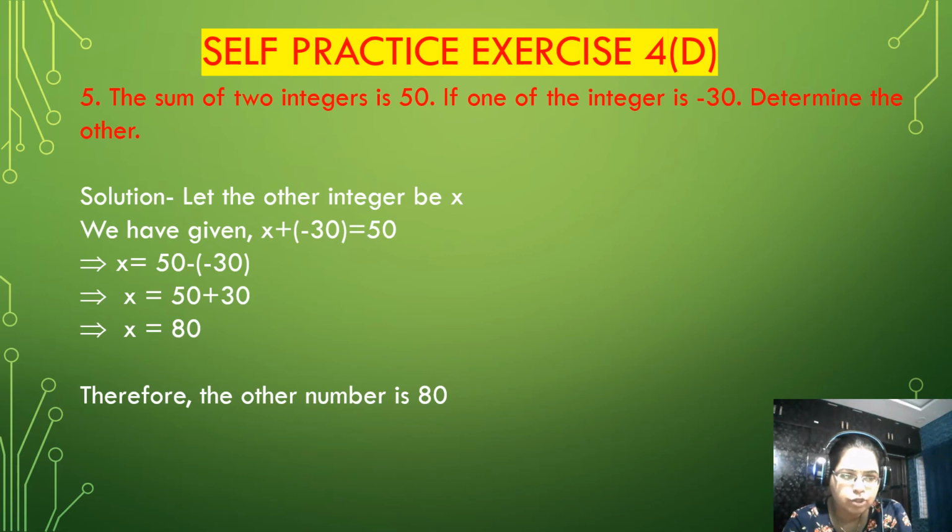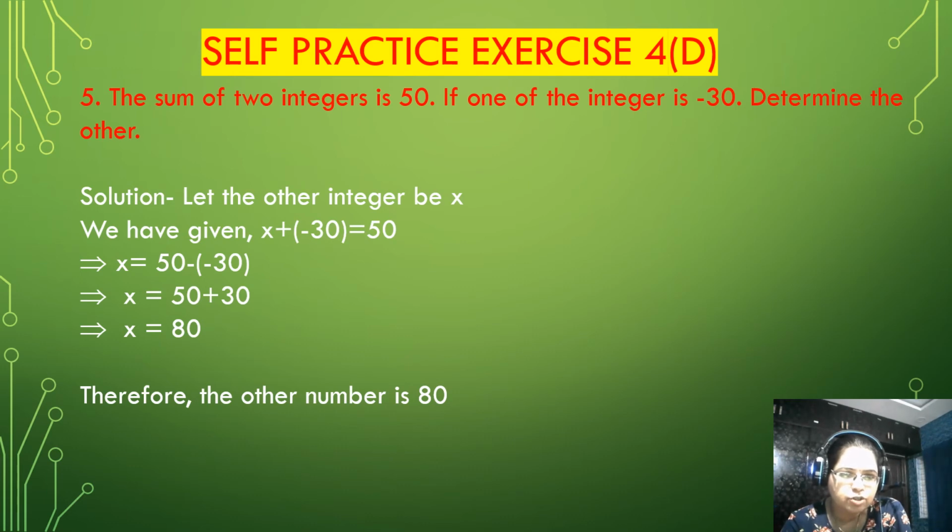Now solve question number 5. Question number 5 is: the sum of two integers is 50. If one of the integers is minus 30, determine the other integer. We have given the sum of two integers is 50, and one of the integers is minus 30, and we have to determine the other integer.